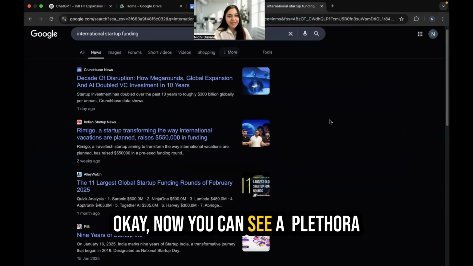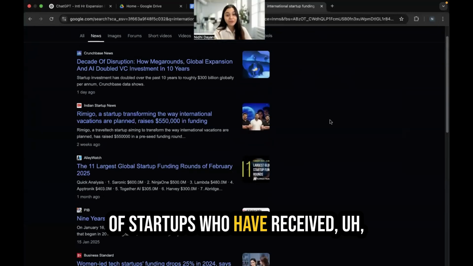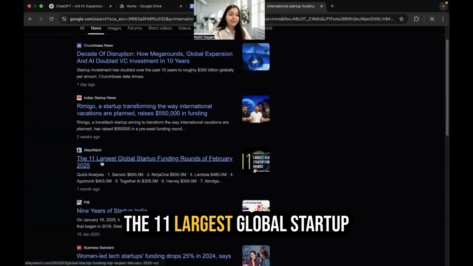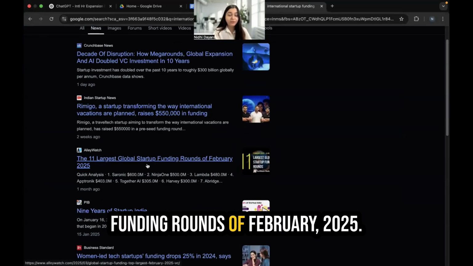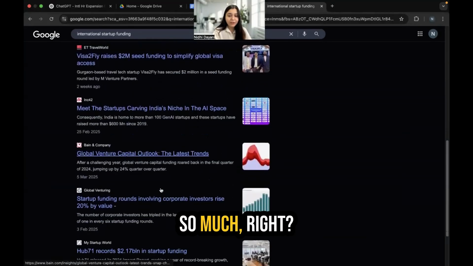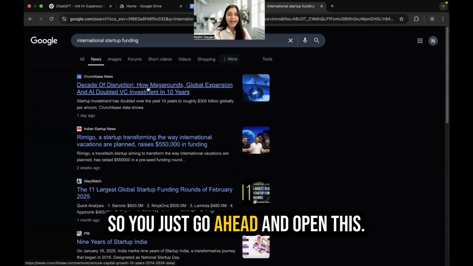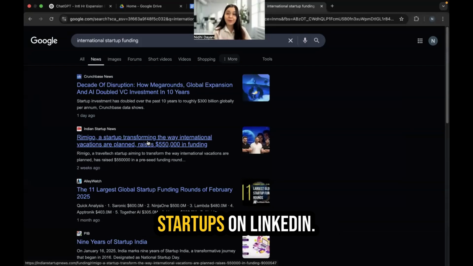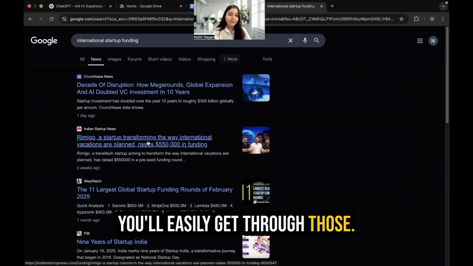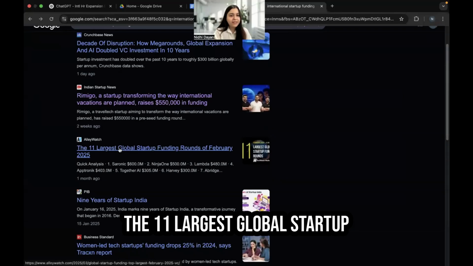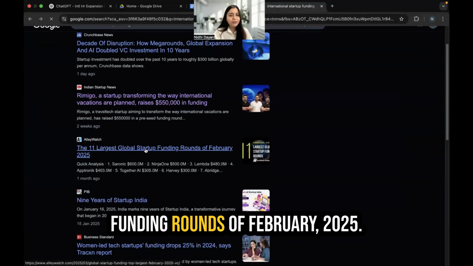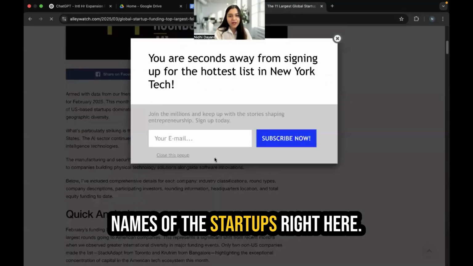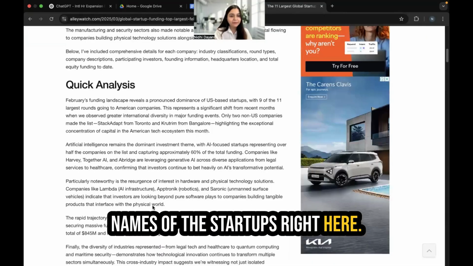Okay. Now you can see a plethora of startups who received funding from various organizations, the 11 largest global startup funding rounds of February 2025. So much, right? So you just go ahead and open this, find the founders of these startups on LinkedIn. You'll easily get through those. Yeah. Let's go through this. The 11 largest global startup funding rounds of February 2025. You get the news, you get the names of the startups right here.